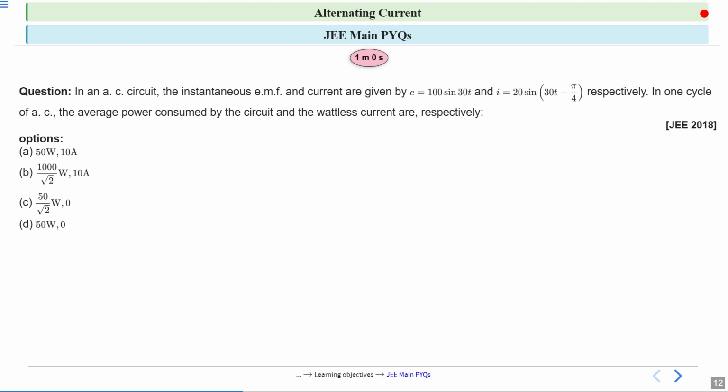The expression of voltage and current is given for an LCR circuit: I equal to Im sin (omega t plus phi) and V equal to Vm sin omega t. So you have to compare to those standard forms. In one cycle of AC, you have to find the average power consumed by the circuit and the wattless current, respectively. Options are 50 watt 10 ampere, 1000 upon root 2 watt 10 ampere, 50 upon root 2 watt 0, 50 watt 0. So I will give you some time to think about it.